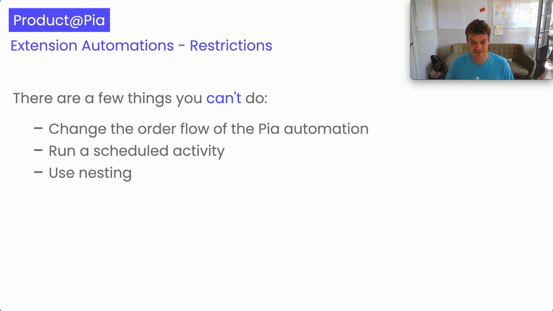But it's not without restrictions, so there's a few things that you can't do with an extension automation that you can do with a complete custom package. One thing is the parent automation flow stays as it is, you can't change the order of that. And for similar reasons, you can't run a scheduled activity, because Pia needs to be in control of the whole execution flow. So you can't go off and do something scheduled, and you can't run a nested activity. But apart from that, you can go nuts, you can pretty much run any automation you want to.